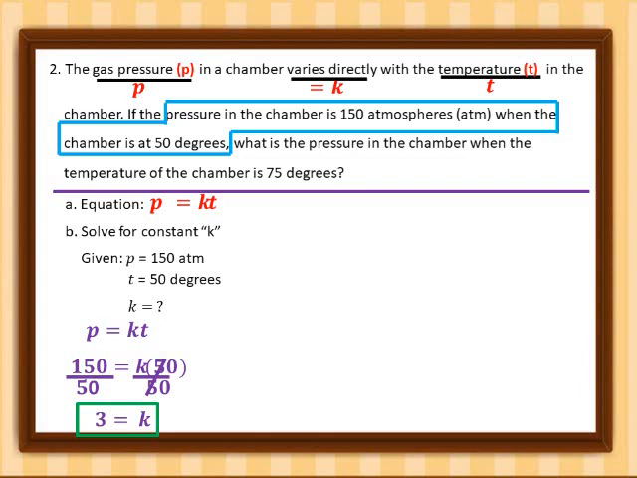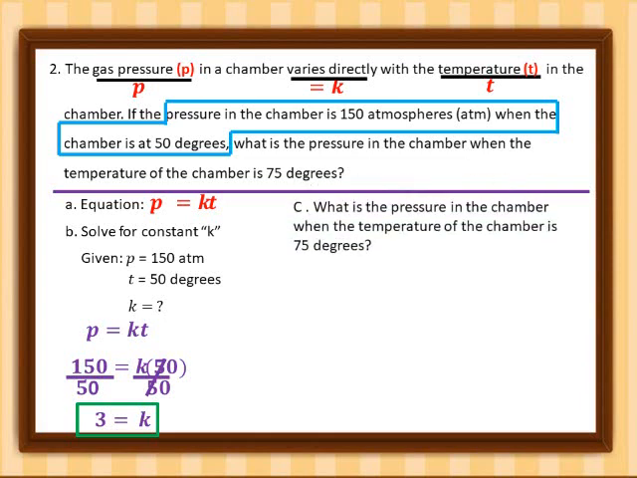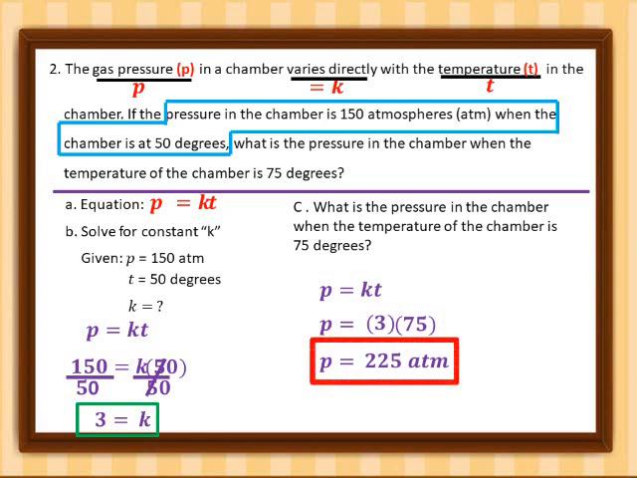Now, what is the pressure in the chamber when the temperature of the chamber is 75 degrees? Our equation there is P is equal to K times T, and we are solving for the pressure. Our K is 3, and this time the temperature is 75 degrees. So 3 times 75 would give us 225 atmospheres. Make sure that you have the correct unit.